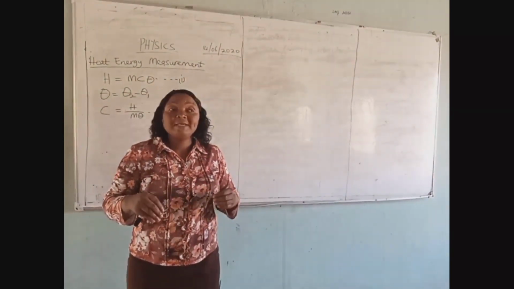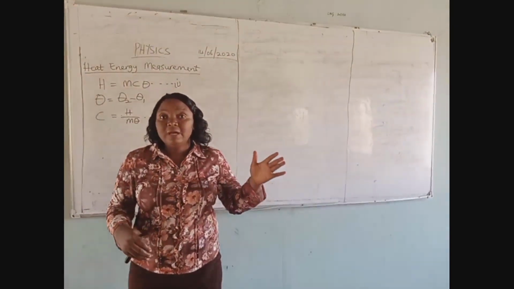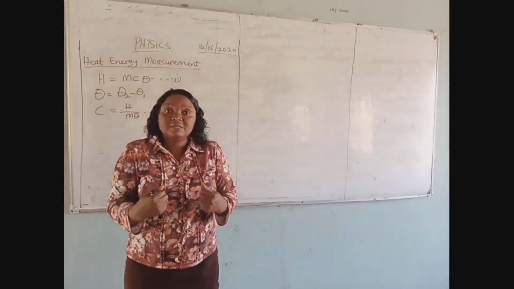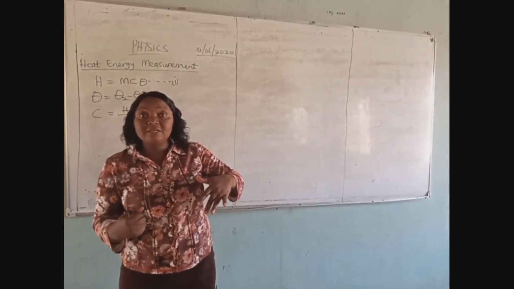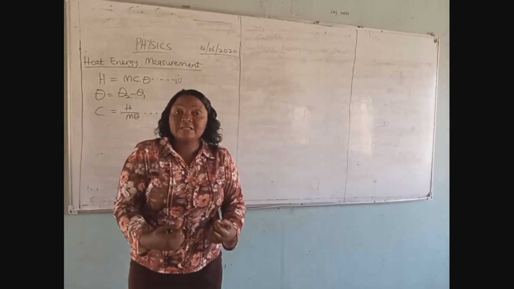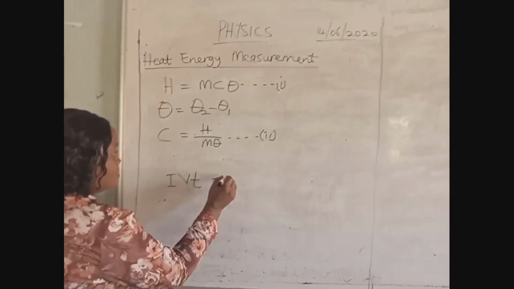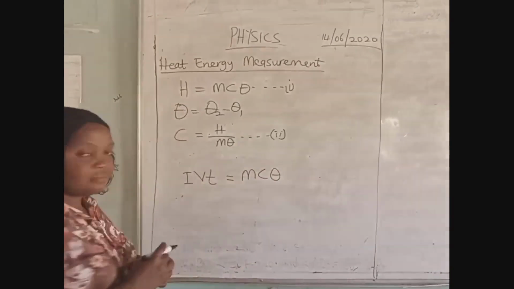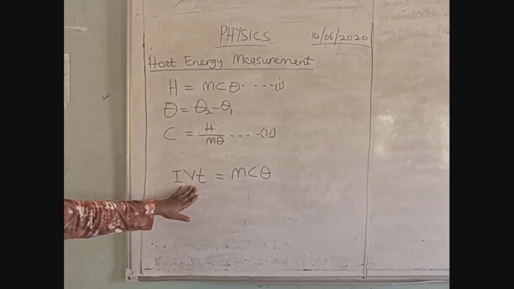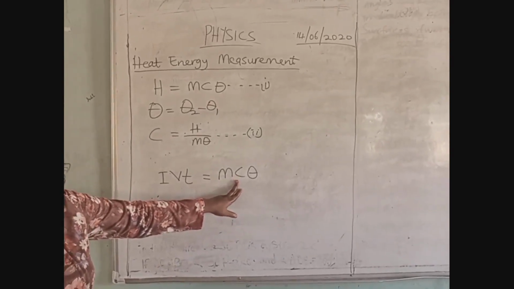Is that clear? So that means that the heat energy supplied by the electrical energy is equal to the heat energy absorbed. That is, the electrical energy supplied by the boiler or the electric heater is equal to the heat energy absorbed by the substance. So we say that IVT = MCθ, that is, heat energy supplied by the appliance is equal to quantity of heat absorbed by the substance.